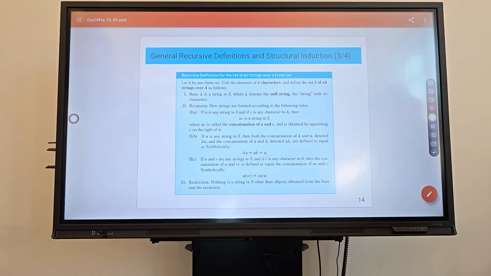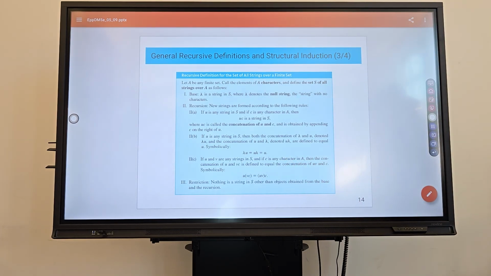Recursion. New strings are formed according to these rules. 2A, if U is any string in S and C is any character in A, then UC is a string in S, where UC is called the concatenation of U and C and is obtained by appending C on the right of U. If U is any string in S, then both the concatenation of lambda and U, denoted by lambda U, and the concatenation of U and lambda, denoted by U lambda, are defined to equal U, symbolically, this here.